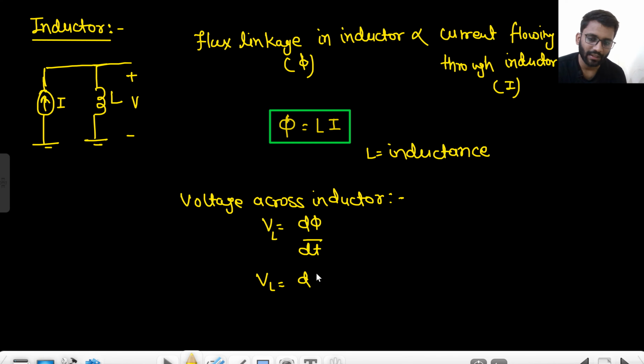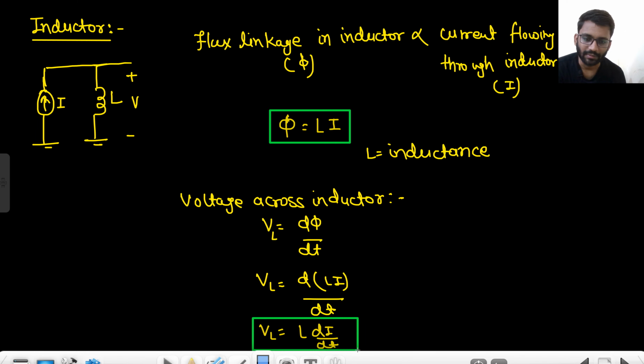Now your V_L would be d phi by dt. What is phi? It is Li. L is a constant quantity, so V_L would simply be L into di by dt. This is the expression of voltage across the inductor. Voltage across the inductor is the differentiation of the current flowing through it, into the inductance. So V_L is equal to L di by dt.